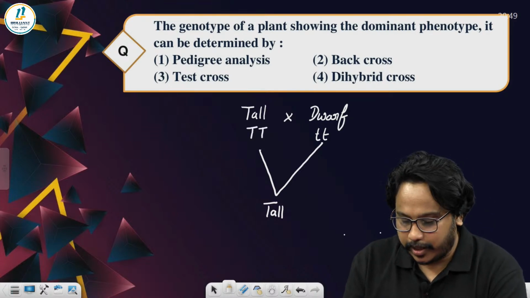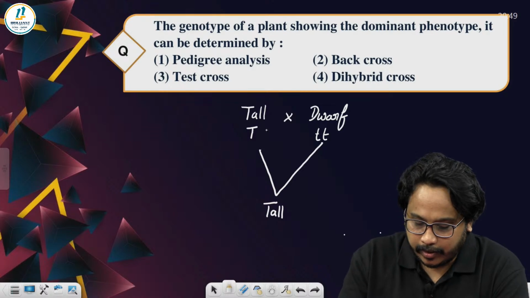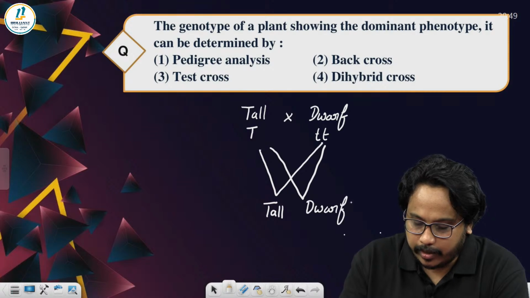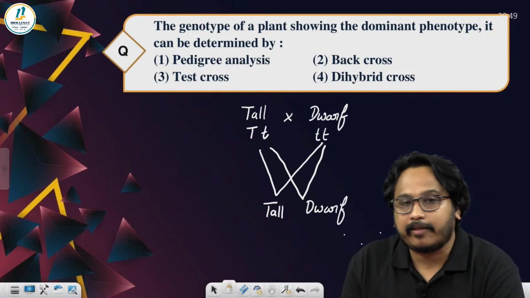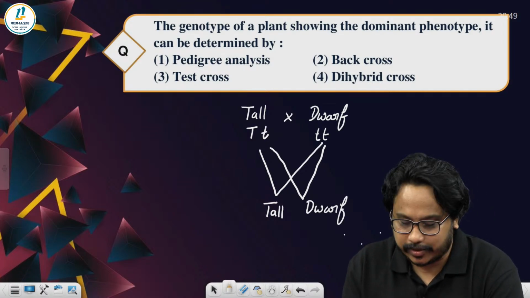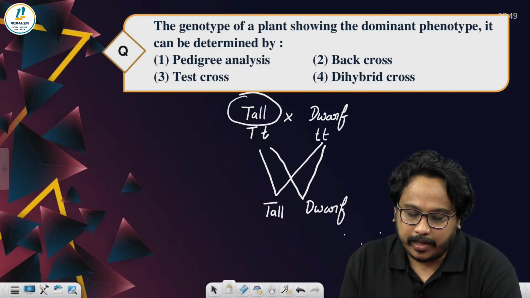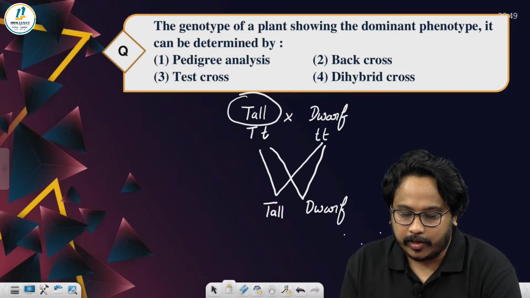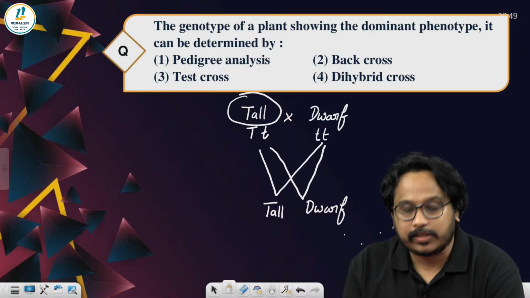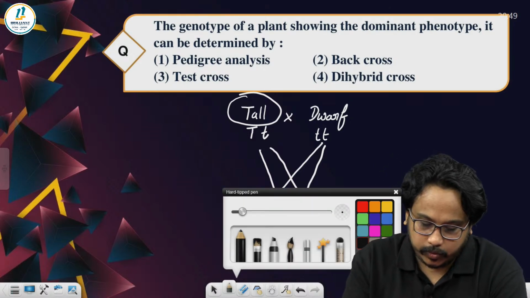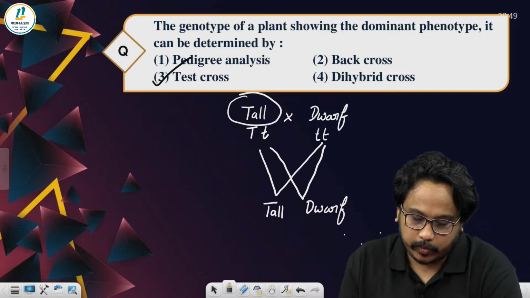But instead, if you are getting 50% tall and 50% dwarf, then we can conclude the plant that you have taken is heterozygous. So like this, a dominant character's genotype can be interpreted using a cross like this. This is called a test cross. So the answer to this question is test cross.